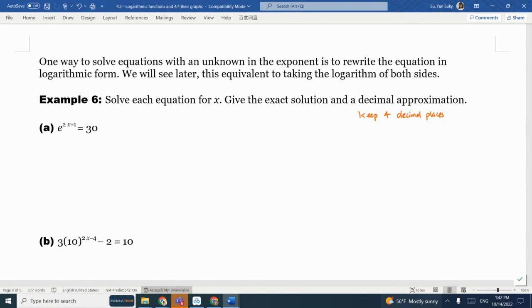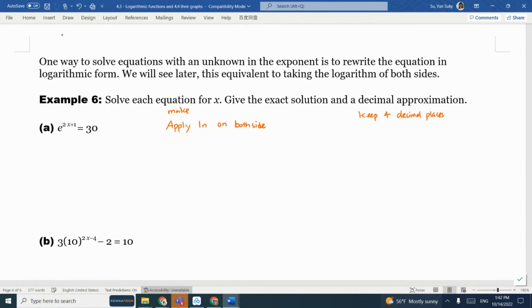Okay, so e to the 2x plus 1 equals 30. So how do you get rid of the e? First of all, do you see this is an exponential term? And it's already isolated, right? The exponential term is by itself on one side. So how do you get rid of the e? ln. So apply ln on both sides.